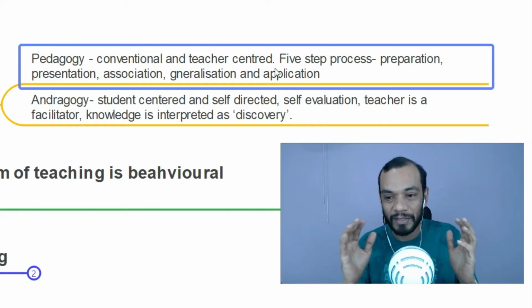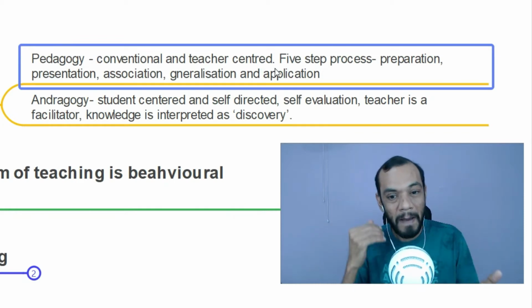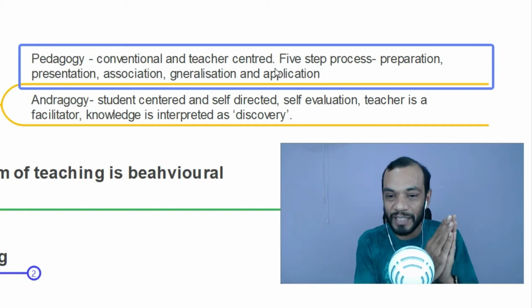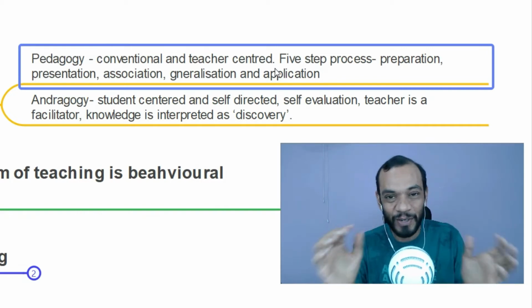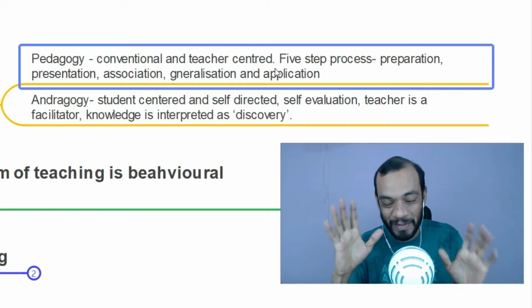It involves a 5-step process, which is preparation, presentation, association, generalization, and application. In generalization, the E is missing. I'm sorry for the spelling error. Fast typing, I missed it.